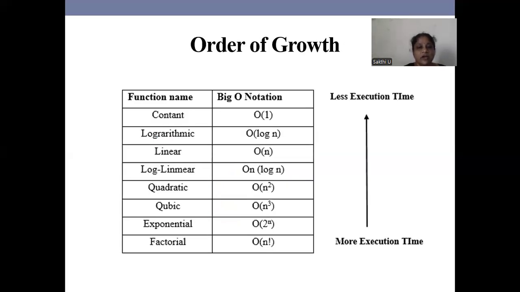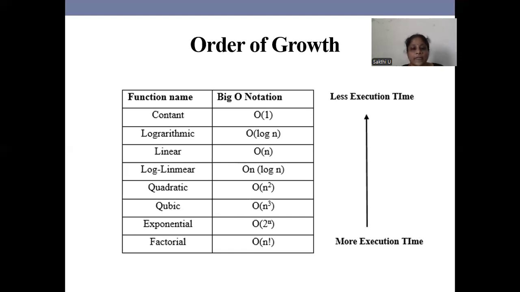And we will see the order of growth. What is the order of growth? If n increases, what will be the increase in time of execution, T of n? That is called order of growth. We have 8 predefined order of growth functions: constant, logarithmic, linear, linear logarithmic, quadratic, cubic, exponential and factorial.